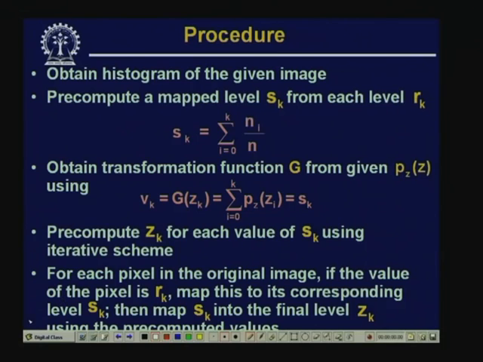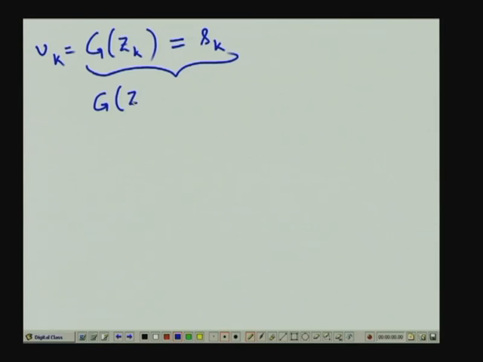So, we do the iterative procedure following this. As per our definition, we have said that V k equal to G Z k is equal to S k. So, if this is true, then we must have G Z k minus S k equal to 0. The solution would have been very simple if Z k was known, but here we are trying to find out the value of Z k. So, to find out the value of Z k, we take help of an iterative procedure.